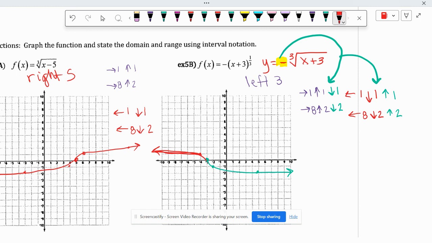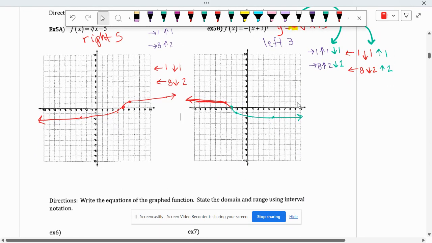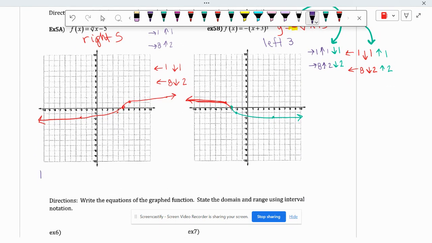Let's talk about our domain and our range. I'm going to shrink it up so you can see that I'm writing the domain and the range. I don't think I put this on the filled in notes, so you might have to write this down at the bottom. So let's see, my domain. What is the domain? What are all the x values that I'm using?